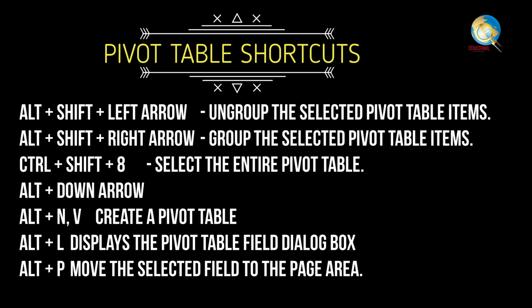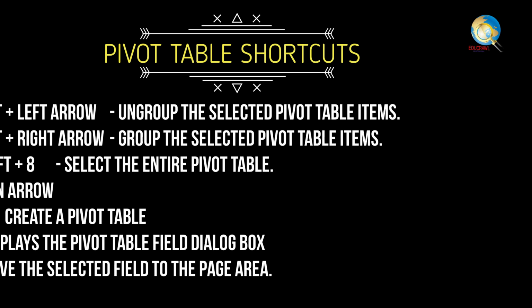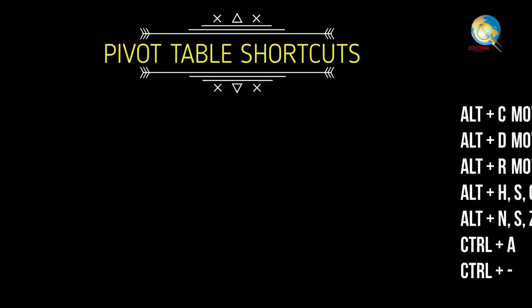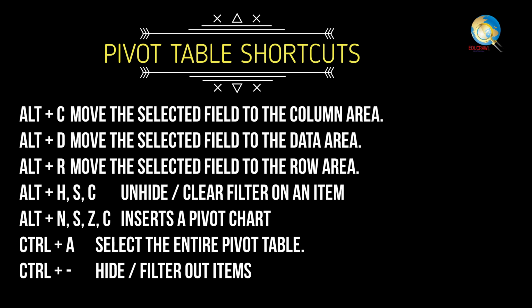Alt plus P moves the selected field to the page area. Alt plus C moves the selected field to the column area. Alt plus D moves the selected field to the data area. Alt plus R moves the selected field to the row area. Alt plus H, S, C unhide/clear filter of an item.